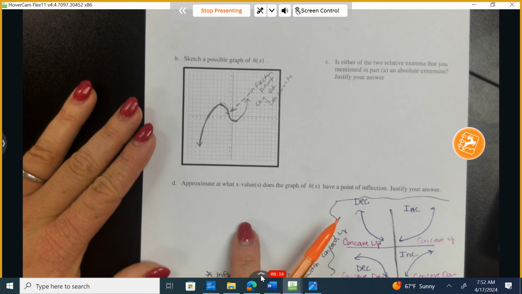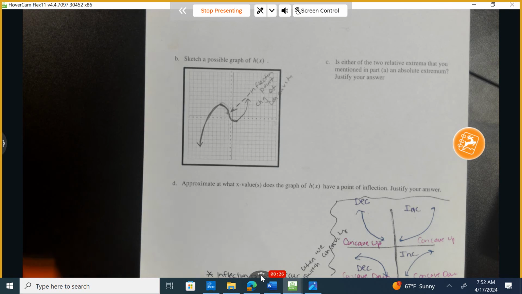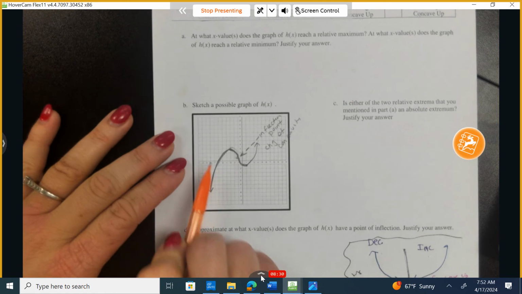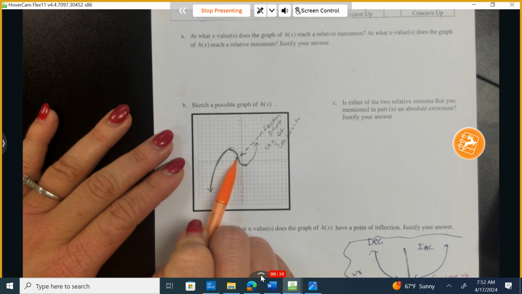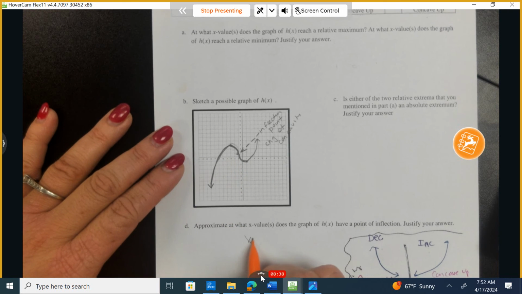Okay, let's jump down to the very bottom here. Approximate the x values where an inflection occurs. Inflection is different than turning point. Turning point means it goes from increasing to decreasing. Inflection means concavity changes. Here's where it went from concave down to concave up. That's right here. What is the x value? The x value is x equals -1.